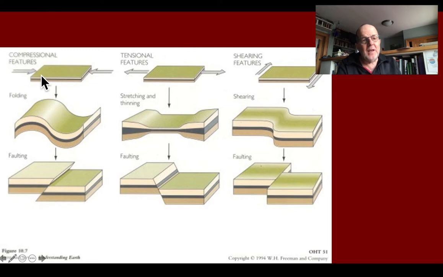Why do you get certain things? Well, where the plates are coming together, compressing, you get this kind of folding. And you can get a thrust fault. Where the plates are separating, pulling apart, you get stretching and thinning, and you can get a plate dropping down, a normal fault. And where you have plates moving next to each other, transforming, you can get shearing and faulting on the surface that is horizontally oriented as opposed to vertically oriented.